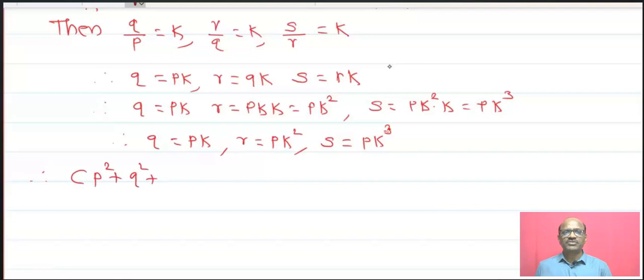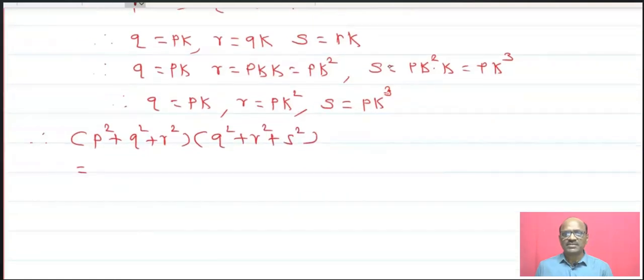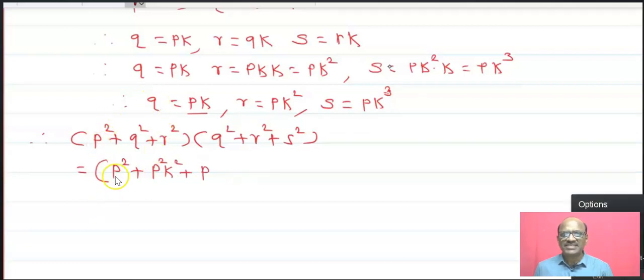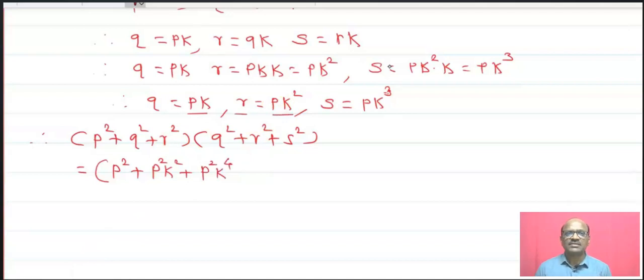Therefore, now we will substitute these values in the above equation. That is, (p square plus q square plus r square) (q square plus r square plus s square). Now substitute the values. First of all, the value of p is as it is. The value of q is pk, so q square is p square k square, and the value of r is pk square. Substitute the value, that is p square into k raised to 4.